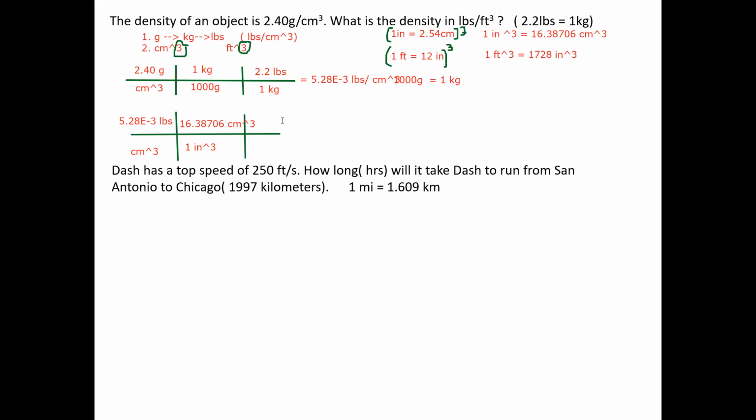The next step is we want to convert inch cubed to feet cubed. So in our empty train track, to the left of it, inch cubed is on the bottom. So in our conversion factor, it will go on top. And then foot cubed would go on the bottom. So notice here, we're only changing the denominator. The numerator is staying constant.